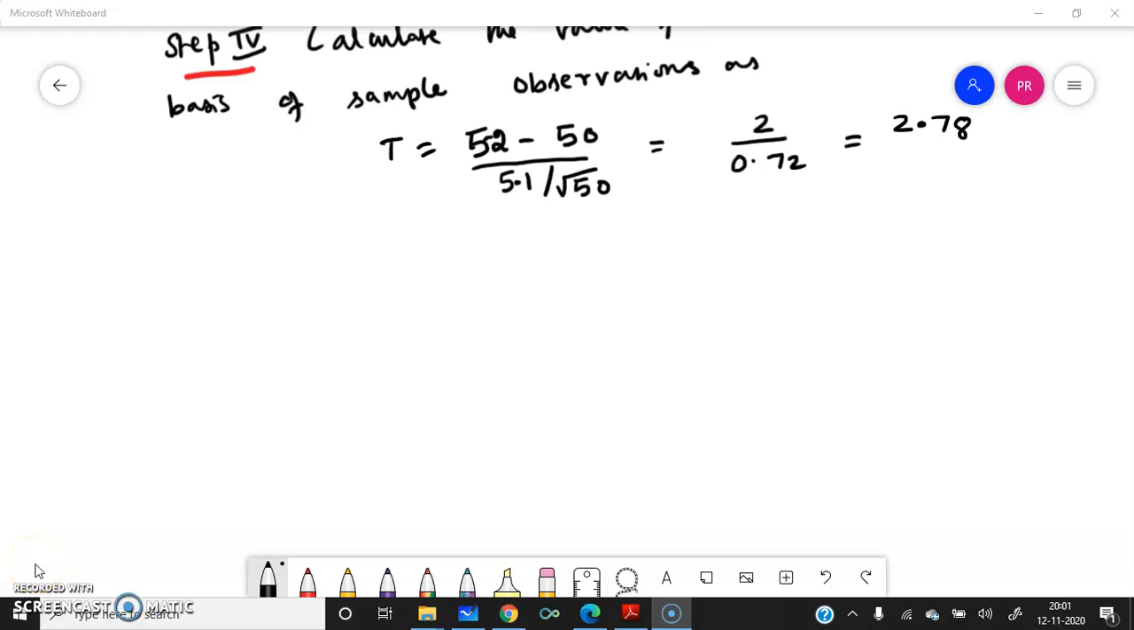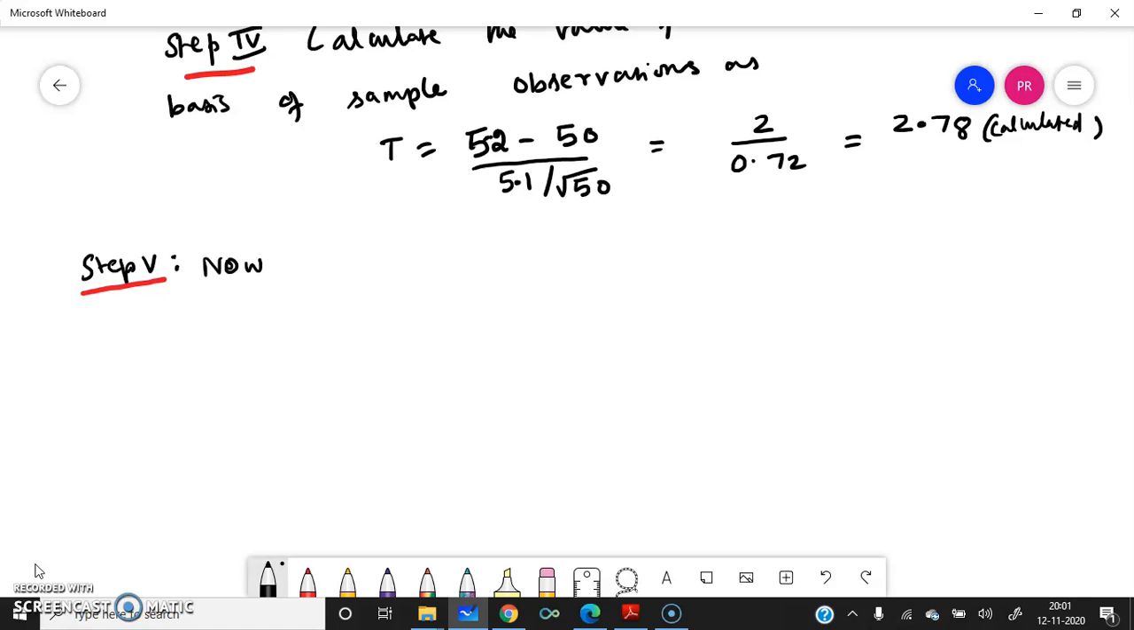We have seen in the previous class the value of t is (52 minus 50) divided by 5.1 divided by root 50, that is 2 divided by 0.72, that is 2.78. We have to check with the table now. That will be our step 5. We have to just check from the table value, and this is known as a calculated value. So we have to check the table value and the calculated value, right? So Z table. So we have to see the Z table.